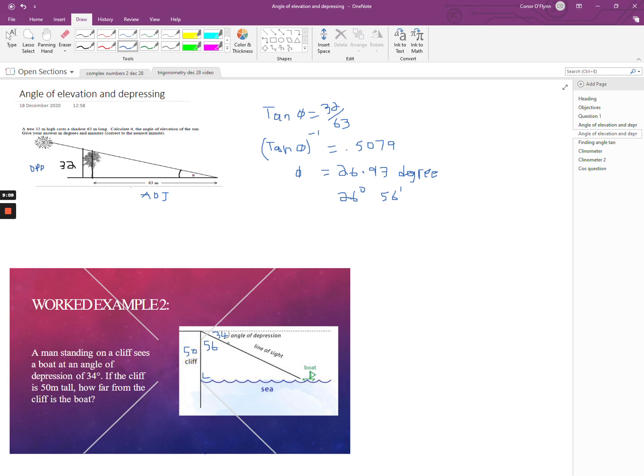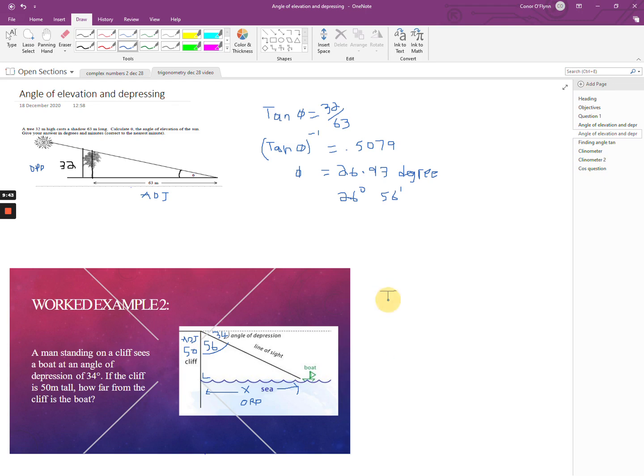And what they're asking us is, how far is the boat from the cliff? So we're looking for this distance here, which we call x. Again, I would say, what is x to 56? Would that be opposite? And what is 50 to 56? Well, that's adjacent. So what is opposite over adjacent?